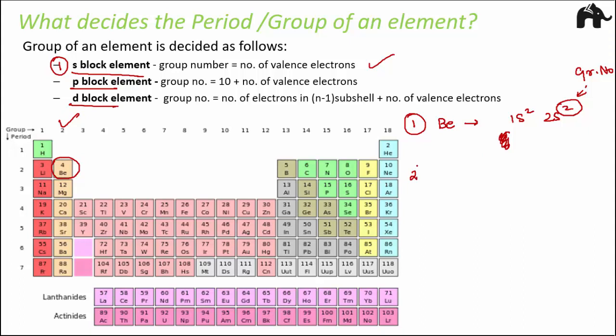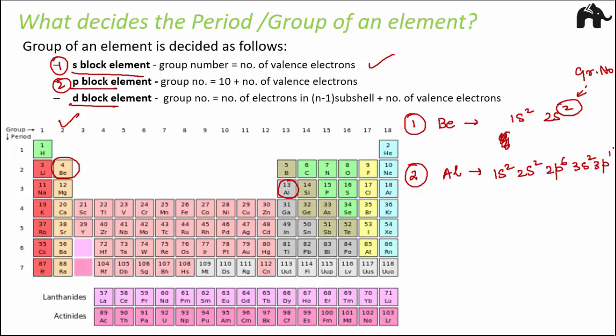Now, let us take an example of a p block element. Let us talk about aluminium. If you look at the configuration of aluminium, it will be 1s2, 2s2, 2p6, 3s2, 3p1. So this is how the electronic configuration looks like.